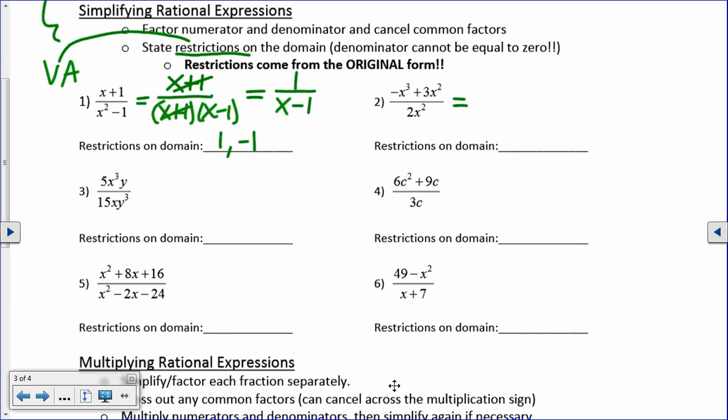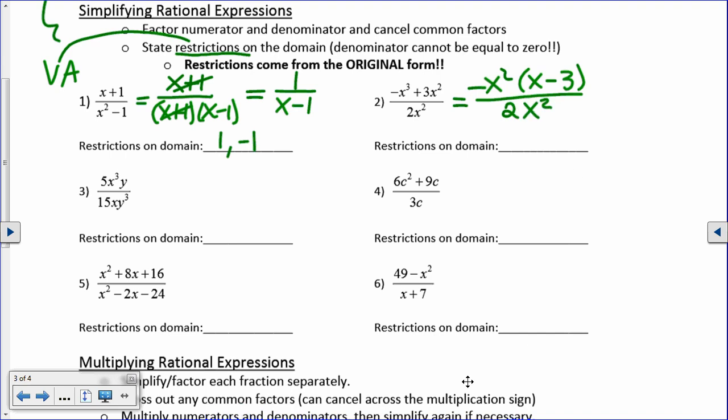Can I factor the numerator? How would I factor the numerator? There's a GCF, right? What is the GCF? It's negative x squared. Remember, anytime you have a negative in the front, that is part of the GCF, and they both have an x squared in common. So if I factor that out, I get x, careful, what do I have left over? Minus 3. Remember, when you have the negative as a GCF, you're factoring out a negative, so all the signs change. And then in the denominator, I just have 2x squared. Can't be factored, it just stays there.